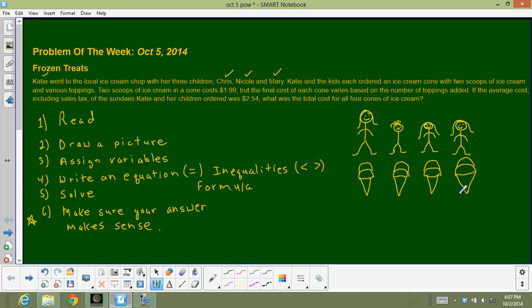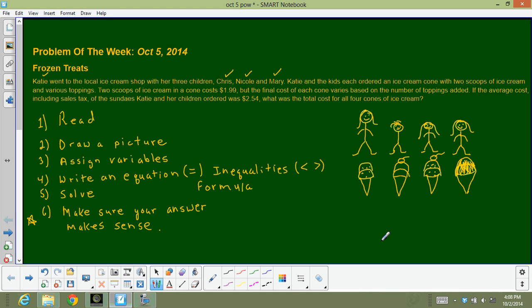Okay. We have various toppings on them, right? So you could have one with sprinkles, one with a cherry on top, and one with sprinkles and a cherry on top. And then this one was coated. This one had that chocolate candy coating on it. So there we go. So we got various toppings.